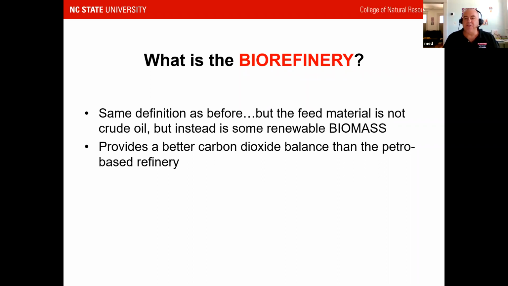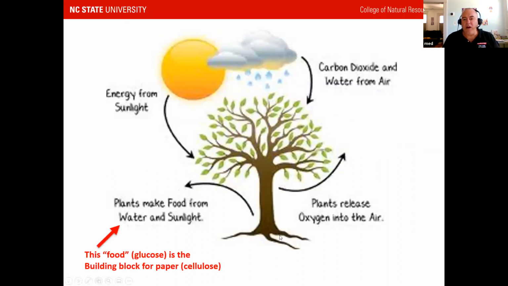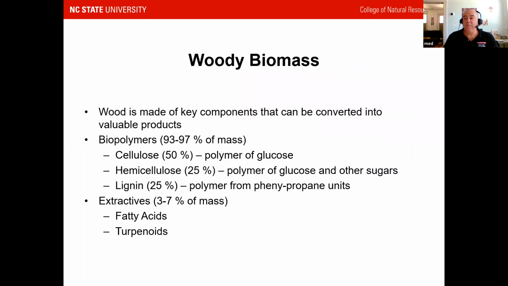We still do the separation, but now we have a balanced carbon dioxide cycle because we're now harvesting the photosynthetic pathway. We take greenhouse gases out of the air. The tree does and makes wood, and we make paper and cellulose out of that wood. Now, wood consists of biopolymers made all from that carbon dioxide and water. Cellulose is half the weight. Hemicellulose, which is a shorter, fluffier version of cellulose, and then the lignin that glues it all together. And we also have some extractives like turpentine and some fatty acids.